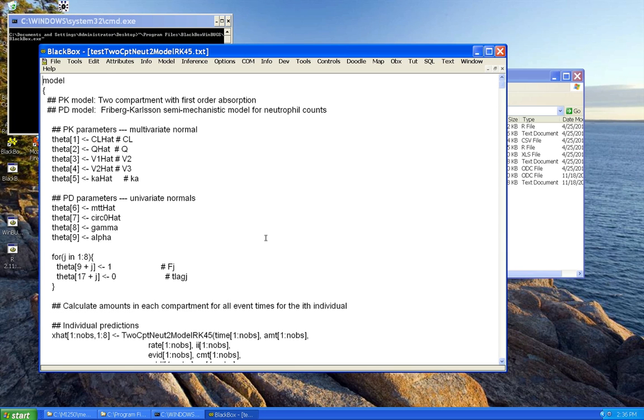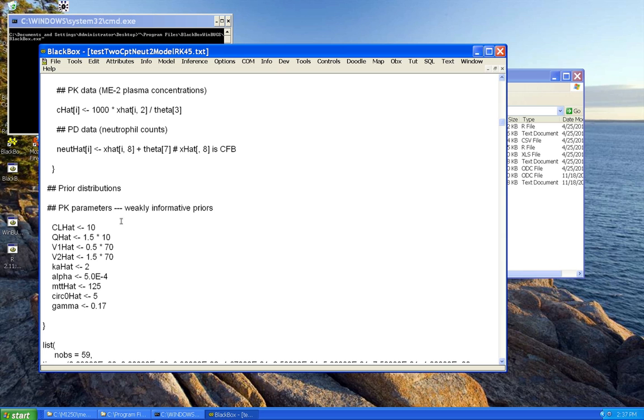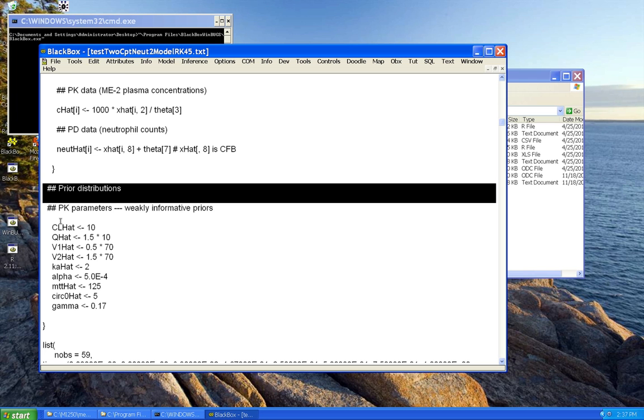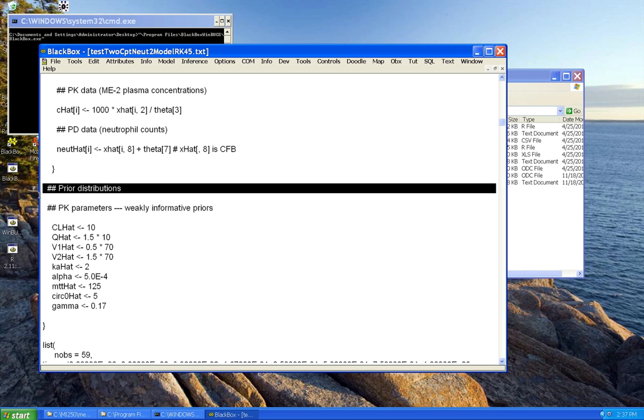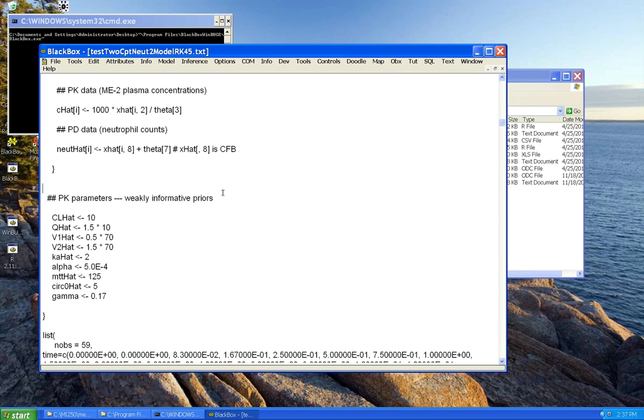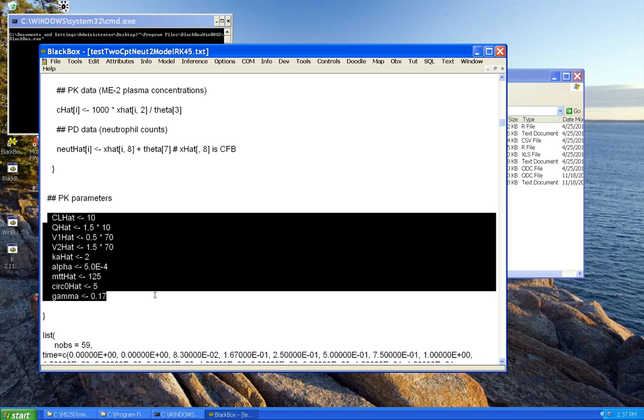So let me show you what I've done here. If we go down to the bottom, instead of where I would normally put prior distributions, I actually used an existing model here. I probably shouldn't even call these prior distributions or weakly informative priors. In fact, these are fixed values right now. So I just put fixed values in for everything.